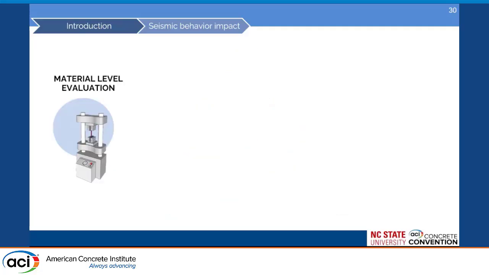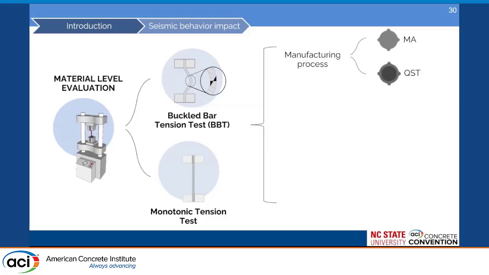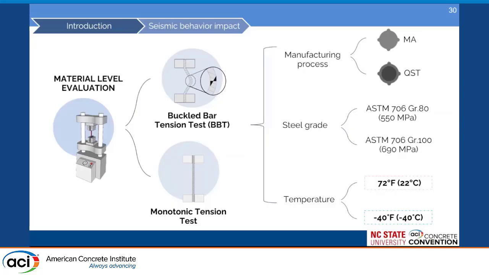So to address this problem, we started with a material level evaluation. I conducted bucket bar tension tests and monotonic tension tests, evaluating the different manufacturing processes. For this talk, I'm just going to focus on the results that we obtained from the bucket bar tension tests, but we're also seeing different steel grades, using grade 100 and grade 80. And we're conducting these tests from room temperature to minus 40 Fahrenheit.